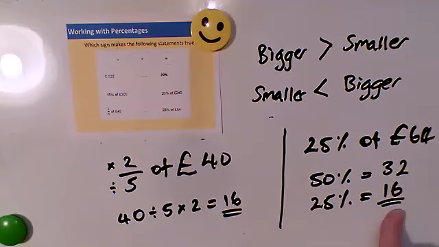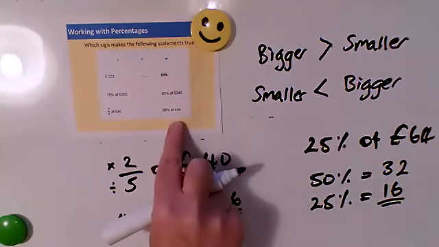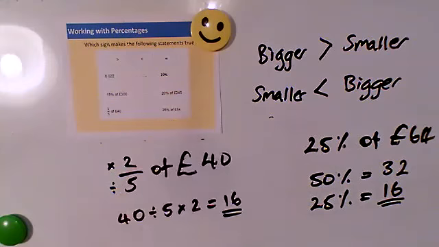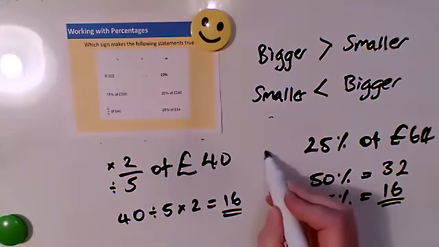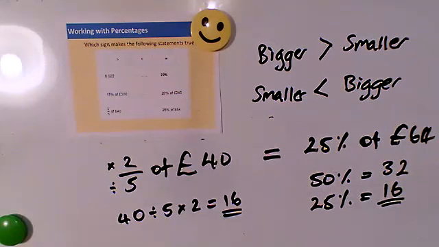Now, if we compare these values, we see actually they are equivalent. So 2/5 of 40 is the same as 25% of 64. So we can use the equal sign for the last one.